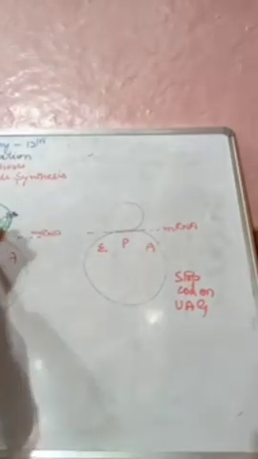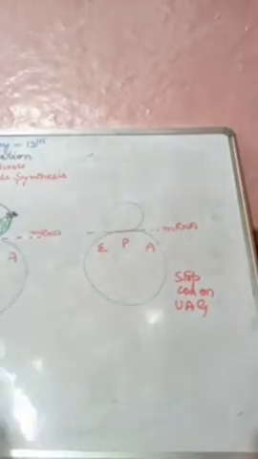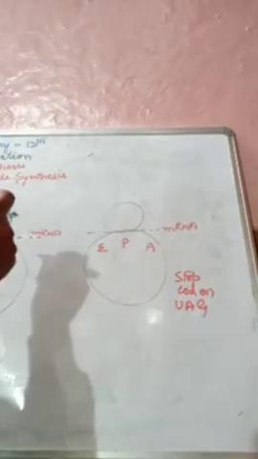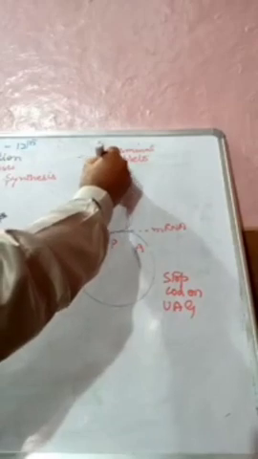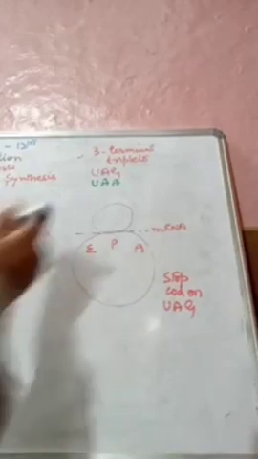These are stop signals, rather stop codons, which stop the addition of amino acids and terminate this polypeptide chain. We have mainly three terminal triplets, which terminate this peptide chain in the mRNA. These codons are UAG, then the second one UAA, then UGA.